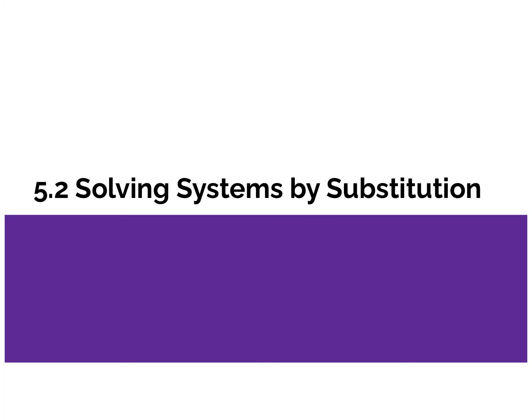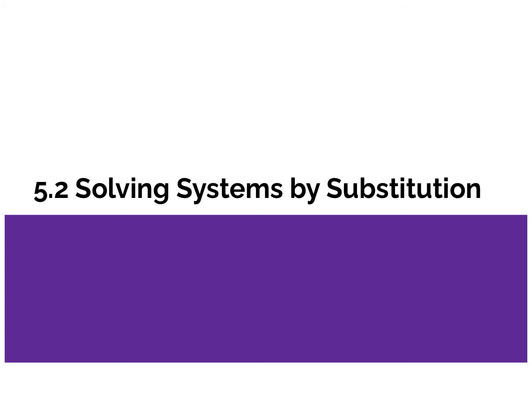In 5.2, we're going to talk about solving a system of equations by substitution. Last section, we focused on solving a system of equations by graphing. And again, our goal is to take two equations with two unknowns, normally x and y, and figure out and solve for the values of x and y that would make both equations true.